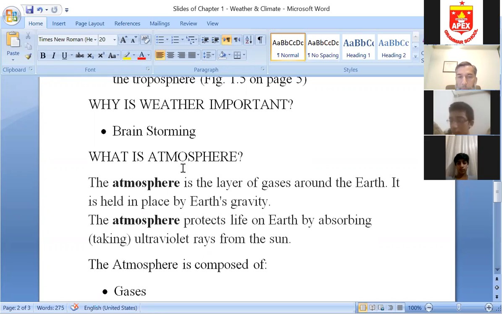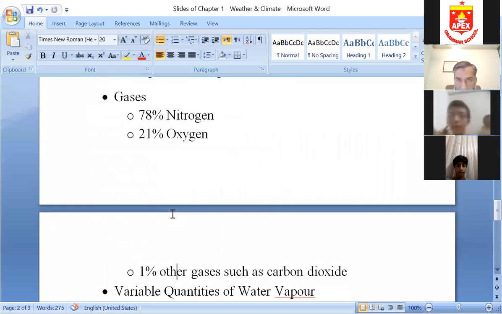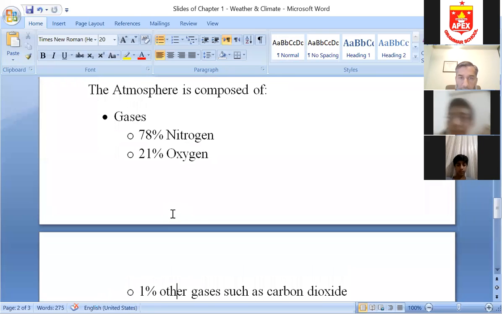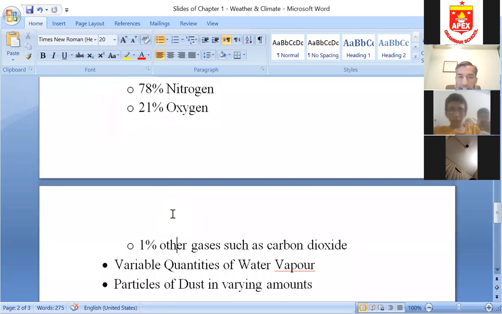The atmosphere protects life on earth by absorbing ultraviolet rays from the sun. So these gases protect us from the ultraviolet rays that are coming from the sun and that can harm us. What is atmosphere composed of? It is, as we said, composed of gases. 78% of the atmosphere is nitrogen, 21% is oxygen, and 1% is other gases such as carbon dioxide.